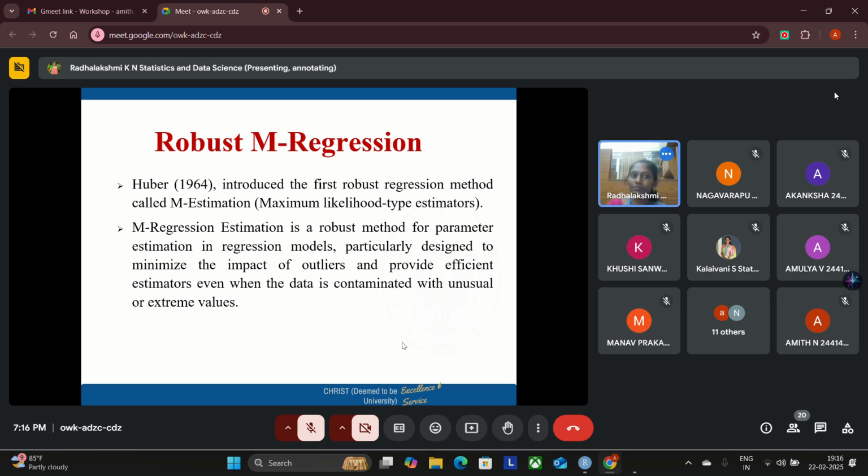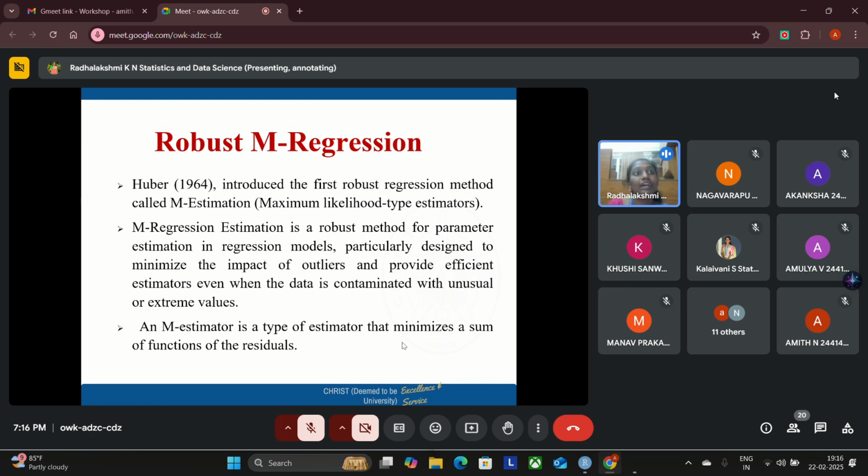Before the 1960s, robust statistics like the location parameter and scale parameter had been established. After 1964, Huber introduced robustness for the regression concept also. This is mainly designed for when the data set contains outliers or doesn't follow the assumptions; this procedure will work well. An M estimator is a type of estimator that minimizes the sum of functionals of the residuals.